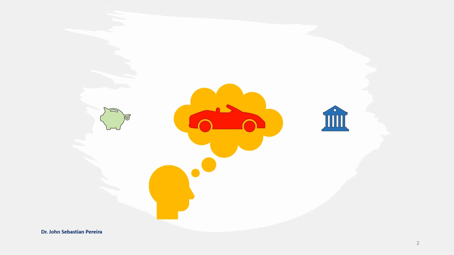Now let's say you have deliberated upon the decision to buy a car and you've decided that you would have to approach a bank for a loan. The bank would ask you for a certain set of information in a certain format to be supplied to them so that they can make the decision to lend you or not. The information that you supply to the bank can now be thought of as financial accounting information.